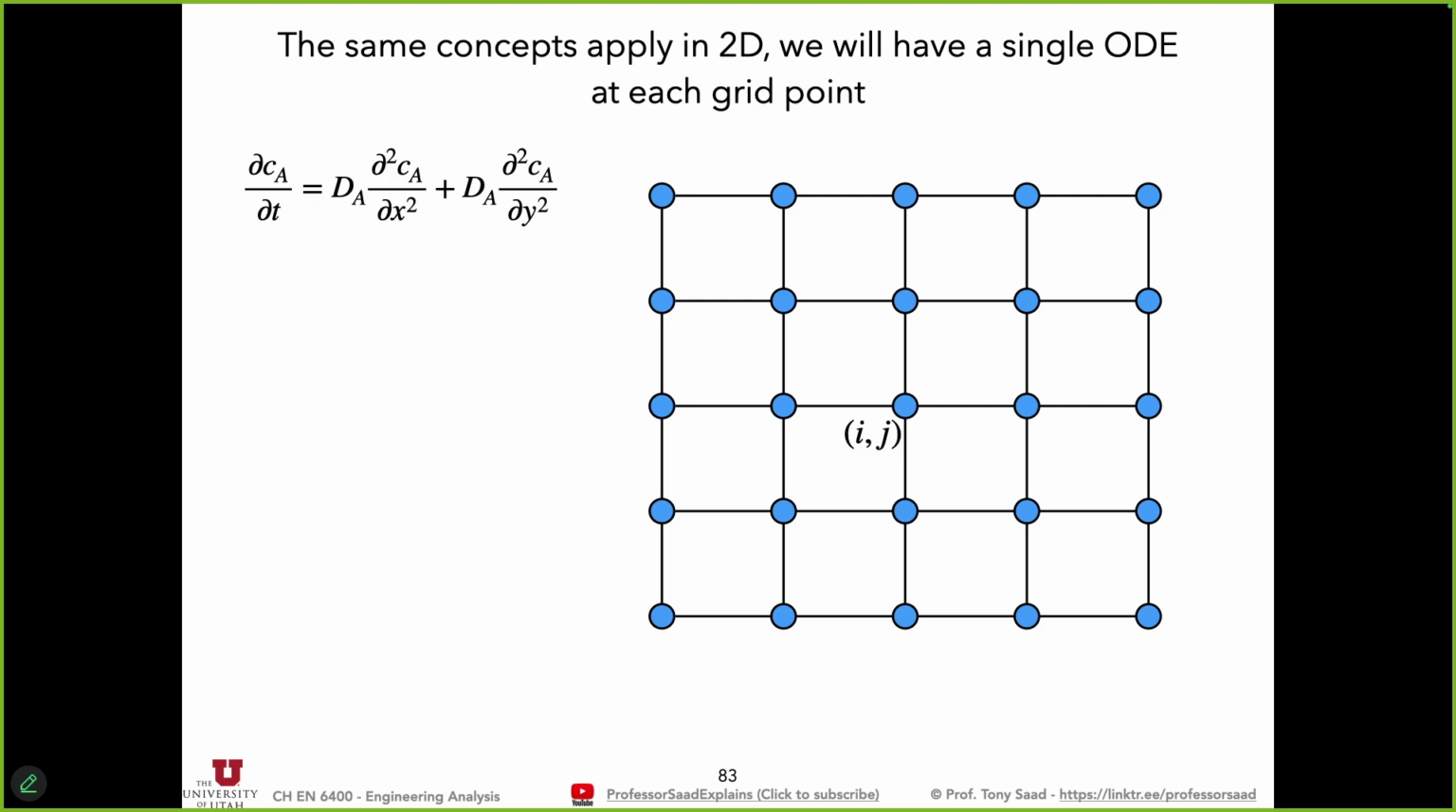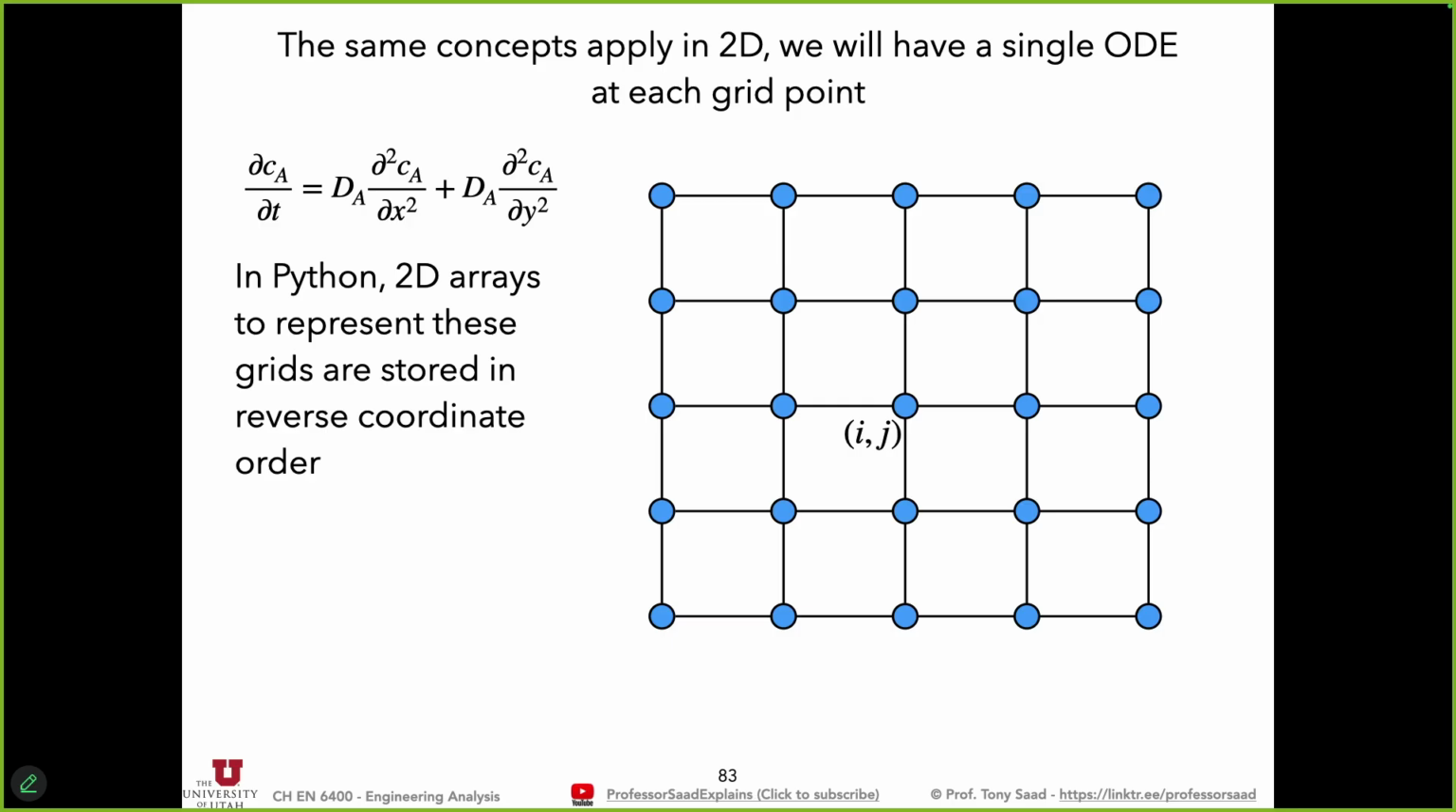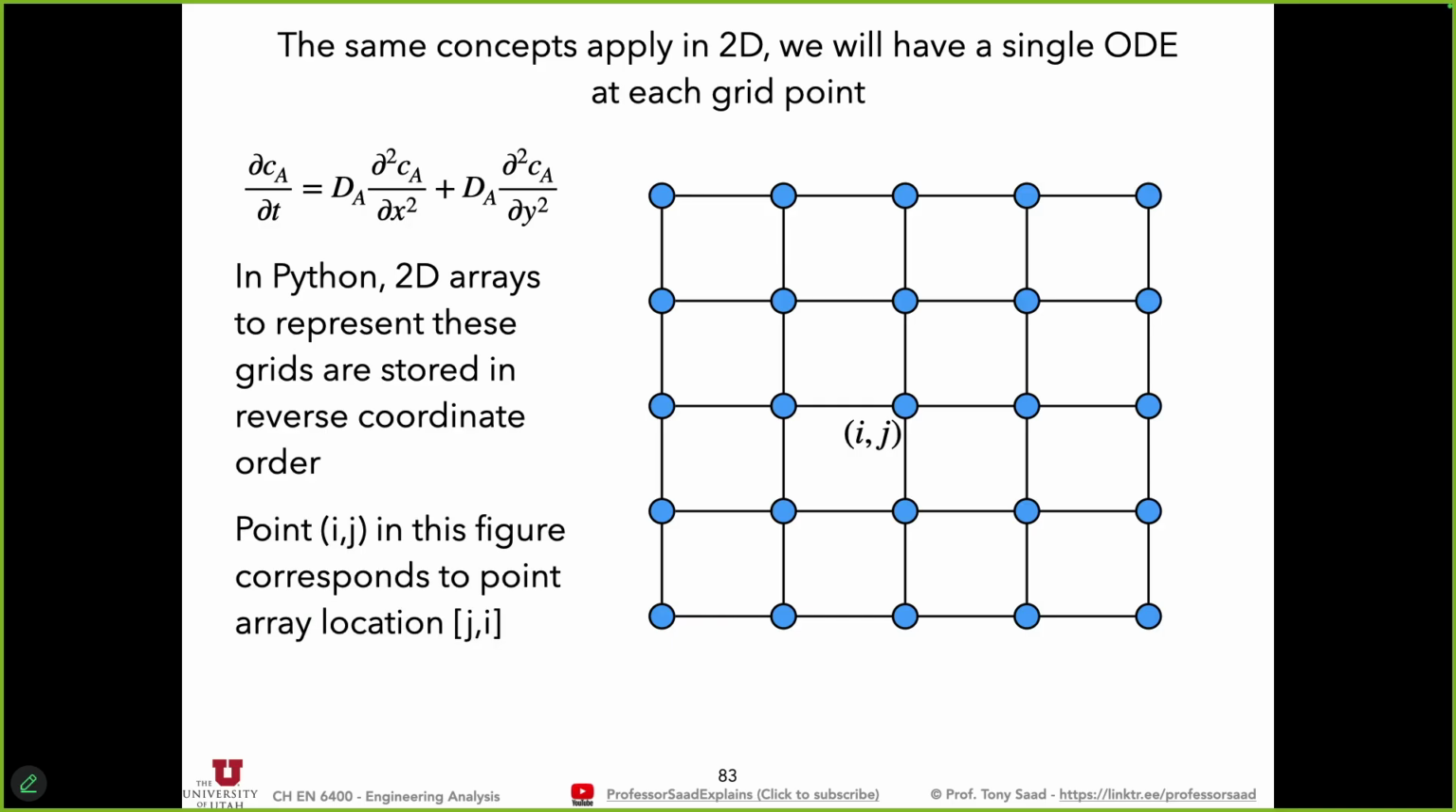But programmatically, from the Python perspective, there's some stuff we need to cover first. So in Python, 2D arrays that represent these grids are by default stored in reverse coordinate order. If you remember when we were plotting vector fields and scalar fields, I mentioned that to you. Maybe it didn't really stick, but we need to make it stick today. So in other words, point ij in this figure, if you want to access it in the array, you have to access it as j comma i, okay?